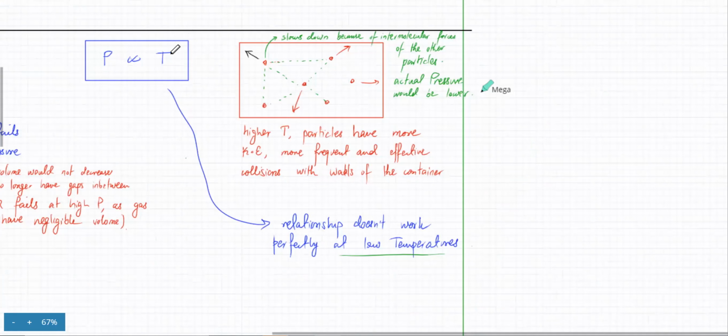So the relationship suggests that if you decrease temperature, the pressure should decrease proportionally. But that's not going to happen. If you decrease temperature, the intermolecular forces become more dominant, and the pressure that the particles should have exerted is going to be lesser because the particles would be slowing down because of the intermolecular forces. So is this point clear to everyone? Yes or no? Rida, Sanjita, is this clear?